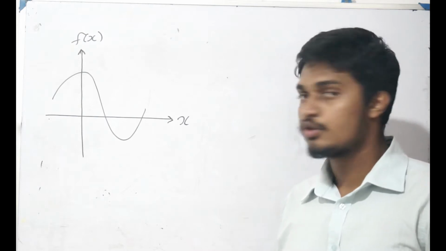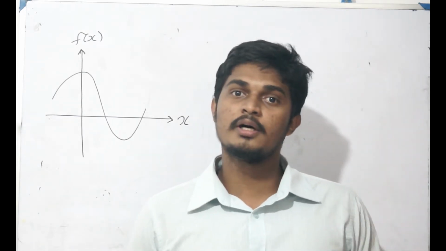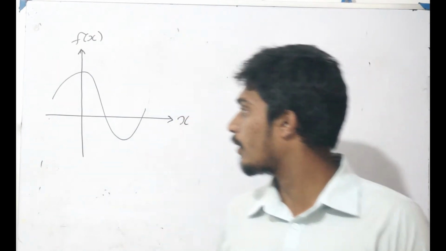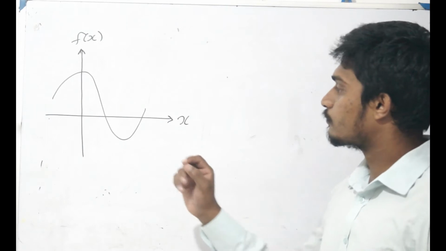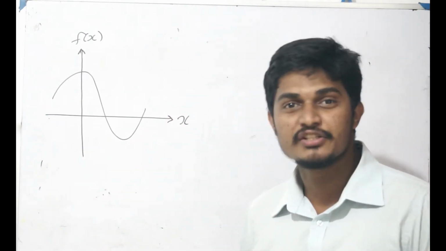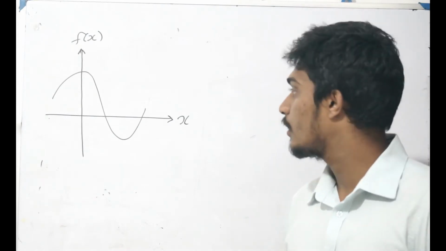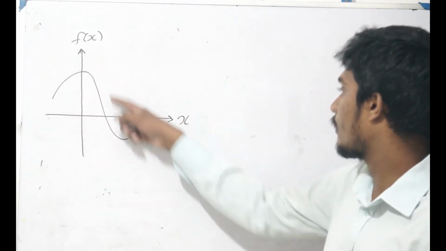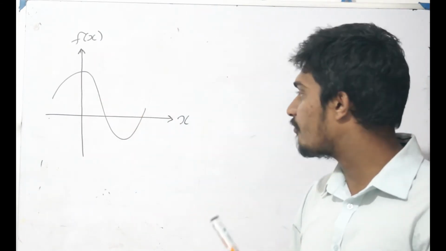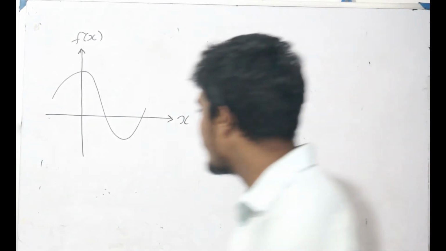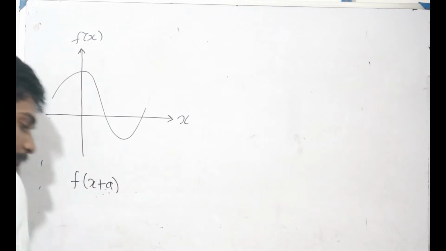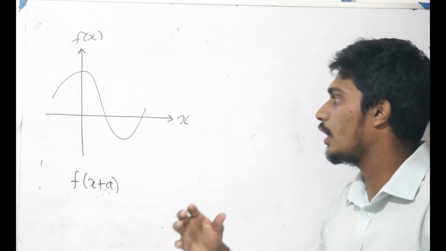Guys, what we're going to do today is think about the behavior of a graph. Let's say we have a function, a graph that changes according to the x values. So this is your graph, all right? So how is your graph of f of x plus a going to behave? f of x plus a is going to be here. That is exactly what we're going to look at today.